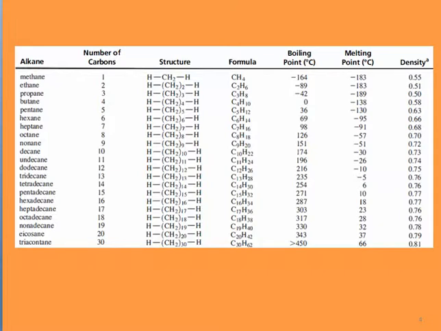And you will see other properties such as boiling point, melting point, and density. As you see here, by increasing the number of carbon atoms, we are increasing the boiling point and also the melting point. And the density is also increasing as you increase the number of carbon atoms.